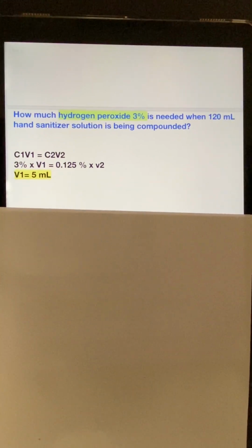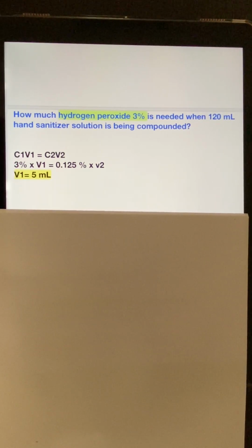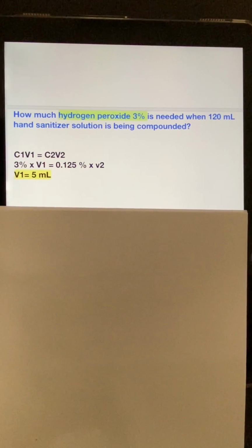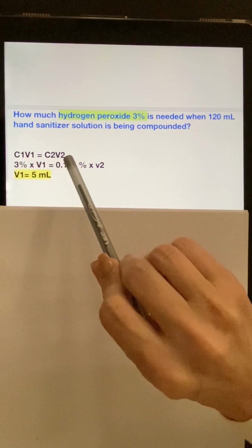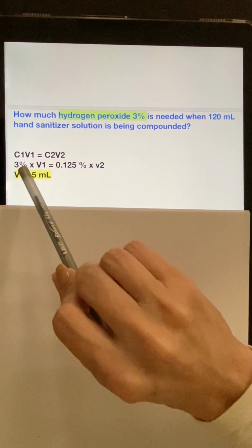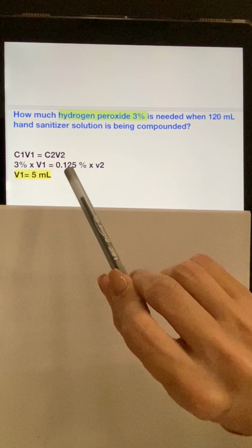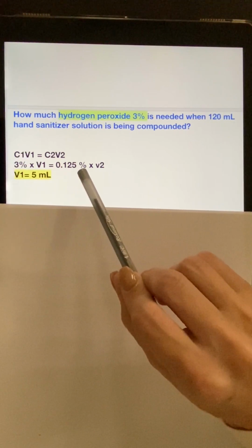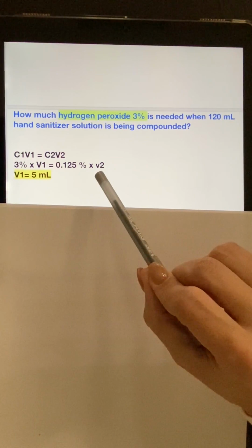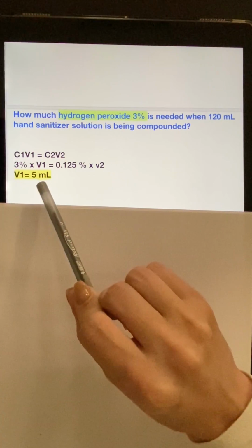The last part of the calculation is asking you how much hydrogen peroxide, 3%, is needed when you're compounding 120 ml of this solution. Again, you're dealing with concentration and volume, so using the same formula that we initially used. Now, the starting concentration is 3%. Your final concentration is 0.125%. You have the final volume, which is 120. Putting in the numbers, you will get 5 ml.